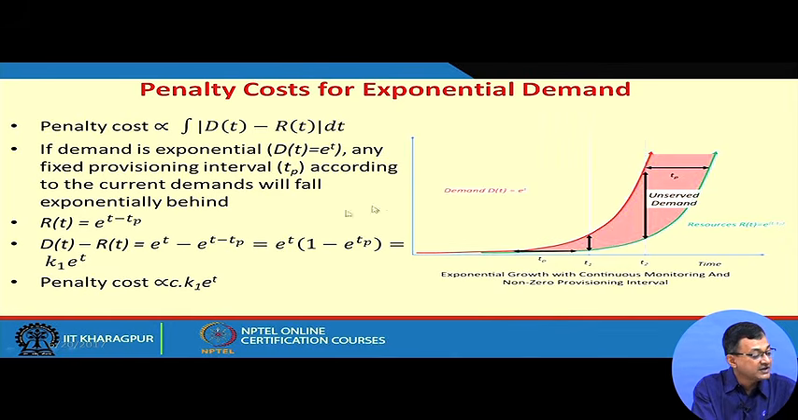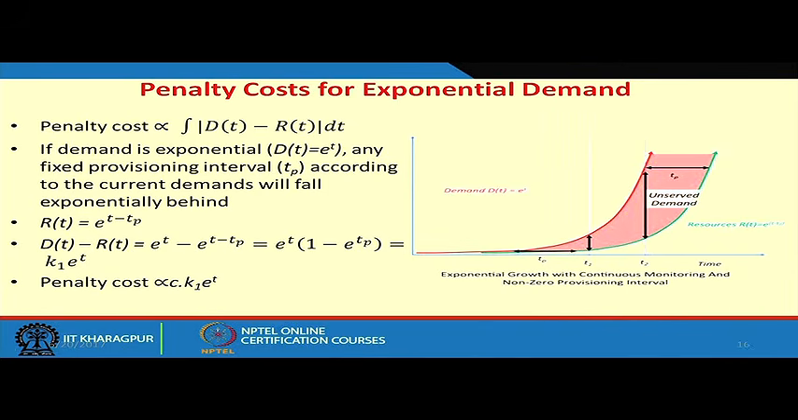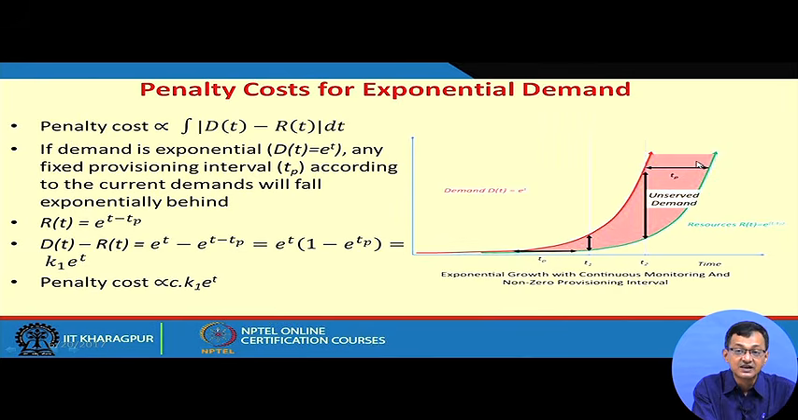So, D(t) minus R(t) equal to k1 D(t), and the penalty cost is C times k1 times e to the power t. In other words, this penalty grows exponentially. It is extremely difficult to match this unless you over-provision, and that is also at times difficult because it grows exponentially. So, we need to be careful about what type of demands we are expecting, study them, and base the provisioning on that.